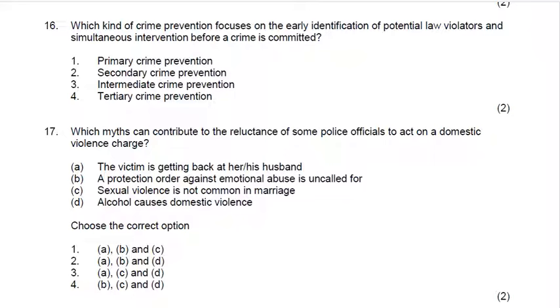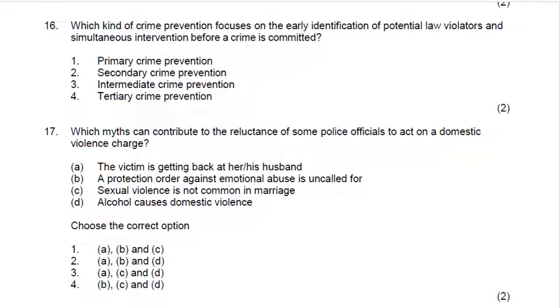16. Which kind of crime prevention focuses on the early identification of potential law violators and simultaneous intervention before a crime is committed? The answer is 2, which is secondary crime prevention, which is found on page 105 of our study guide.